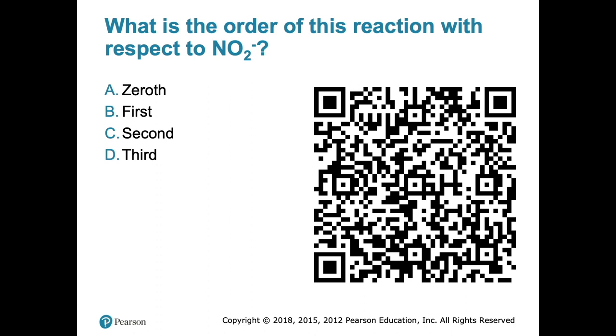We've got 7 people responded already. Still waiting for 2 more. That's good enough. 8 people responded. Good job. Everyone got that one right. In fact, when you double the concentration of nitrite, you get double the rate.